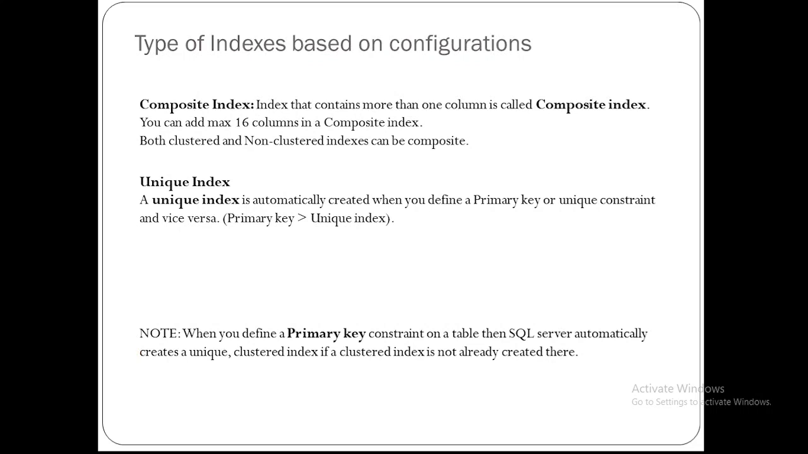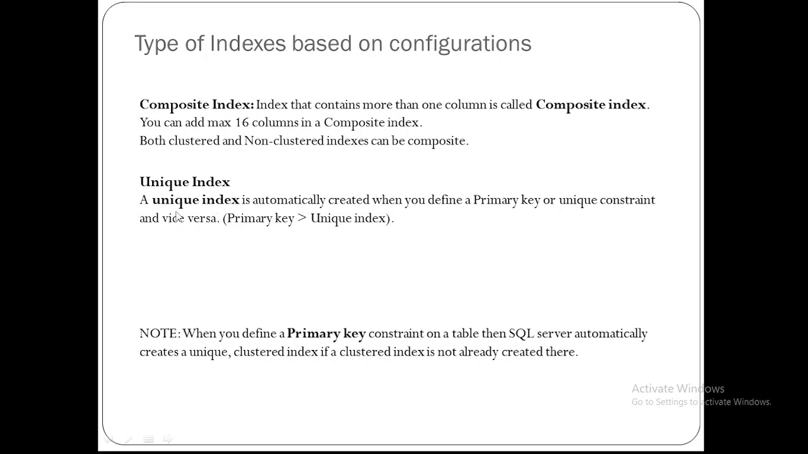We also have two types of indexes, composite and unique indexes. What is a composite index? An index that contains more than one column is called a composite index. We can create an index on one or two columns of a table. The maximum we can combine is 16 columns in a composite index. Both clustered and non-clustered indexes can be composite.